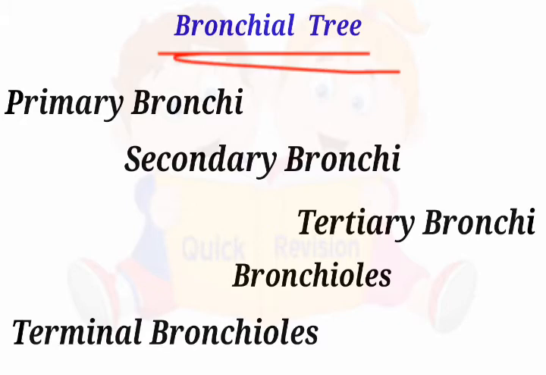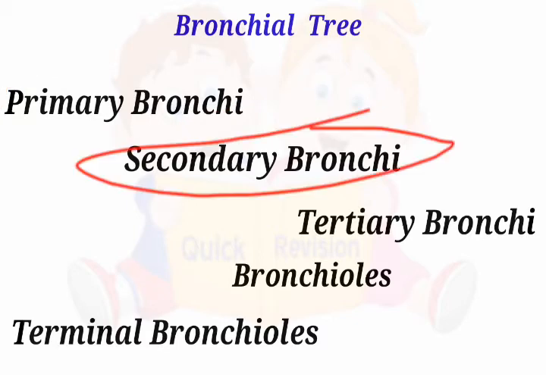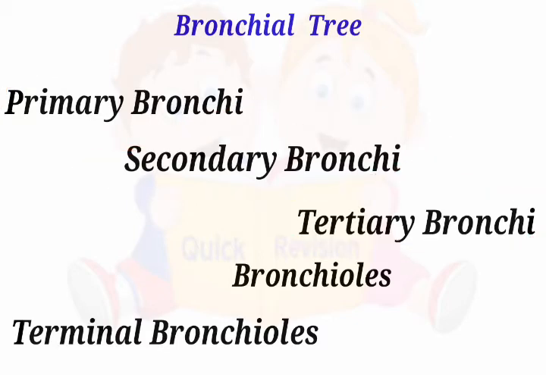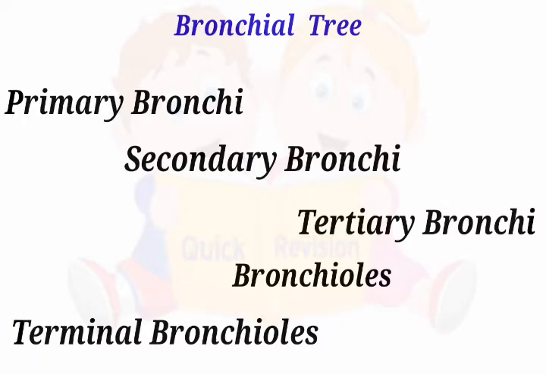So now the bronchial tree. First of all, the primary bronchi enter the right and left lungs. There each divides into secondary bronchi, tertiary bronchi, bronchioles, and terminal bronchioles. There is continuous branching of the trachea, so it is known as the bronchial tree.